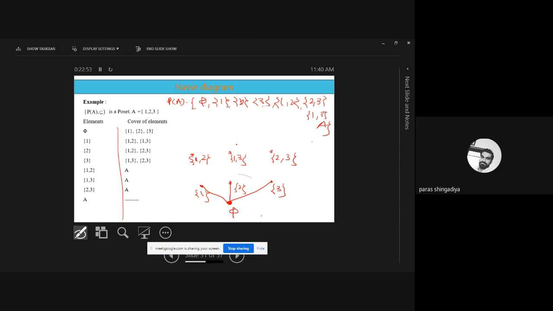And then after, 1, 2 and 2, 3 are cover element of 2. So place of 1, 2 we already assigned. Now assign the place of 2, 3. That should be above, in comparison to the place of 2. And for 3 it is 1, 3 and 2, 3. That clearly is above, in comparison to the place of 3.